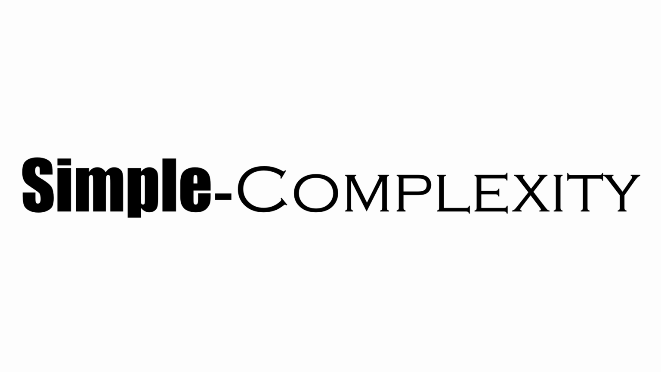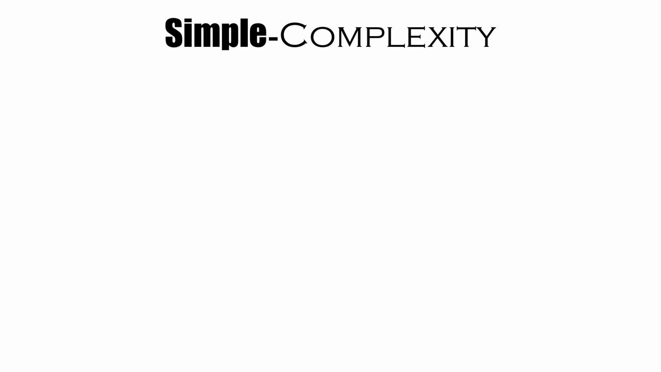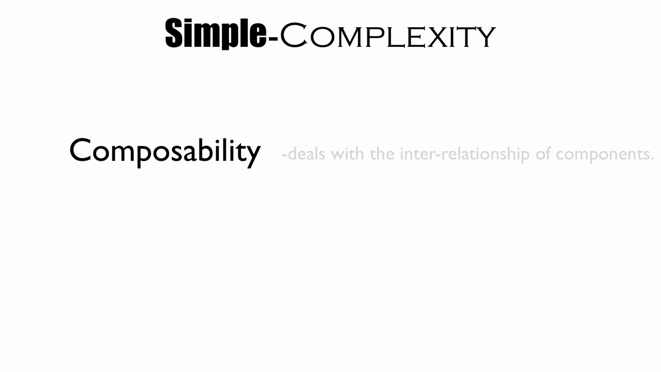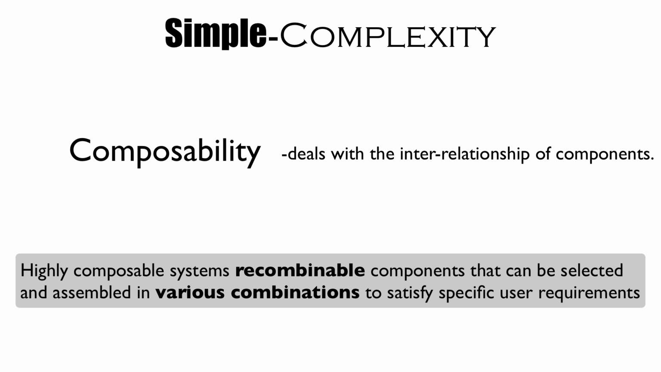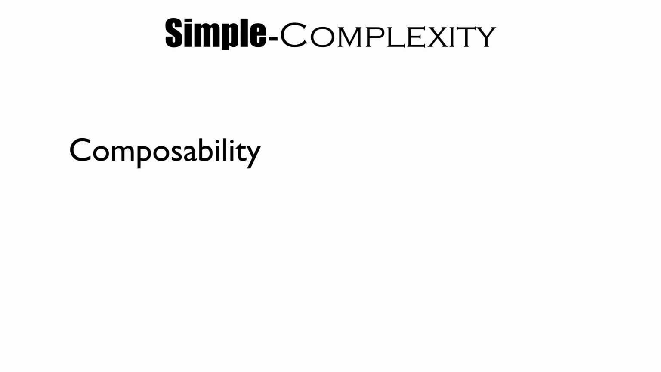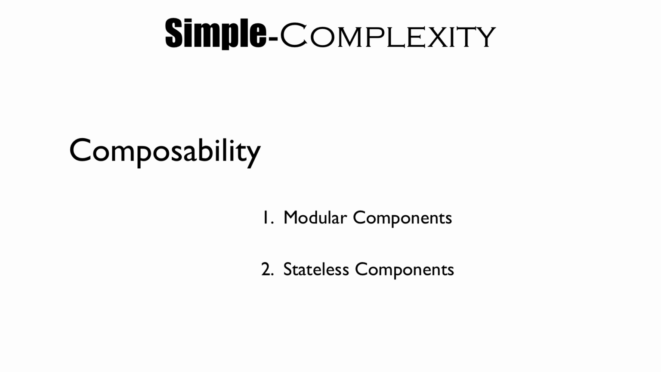Simple complexity. The beauty of slime block systems is their high composability. Composability is a system design principle that deals with the interrelationship of components. A highly composable system provides recombinable components that can be selected and assembled in various combinations to satisfy specific user requirements. The two essential requirements for composability are as follows. Number one, the component must be modular and able to work without the requirement of other components around it. Two, each component must be stateless and every input must be independent from and unrelated to any previous request.